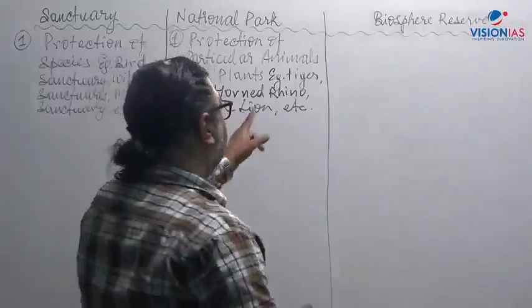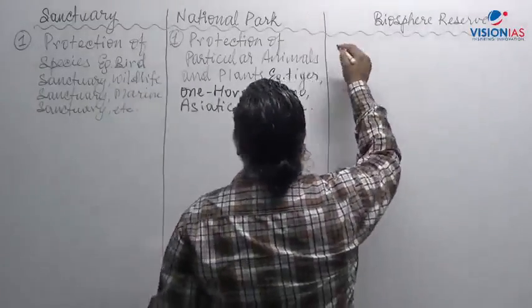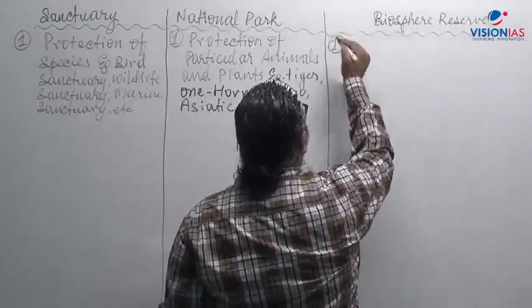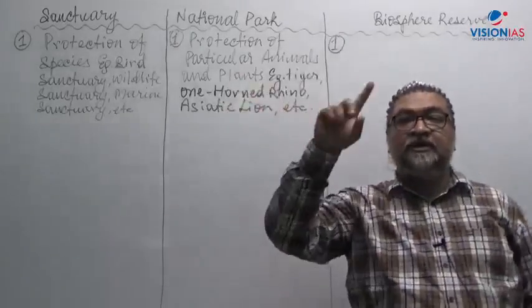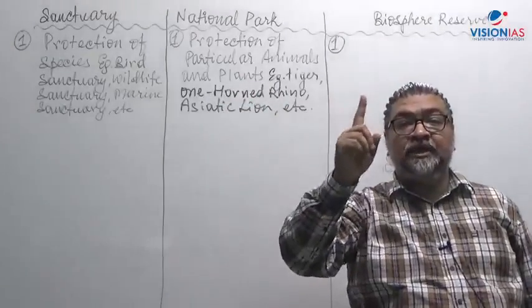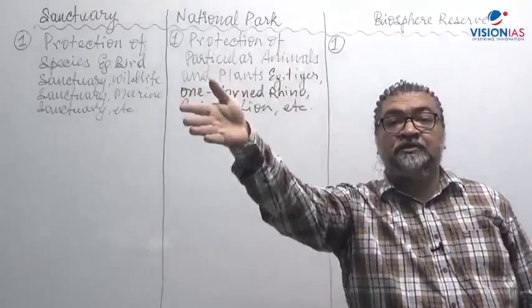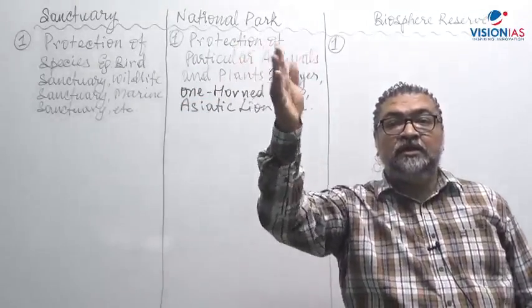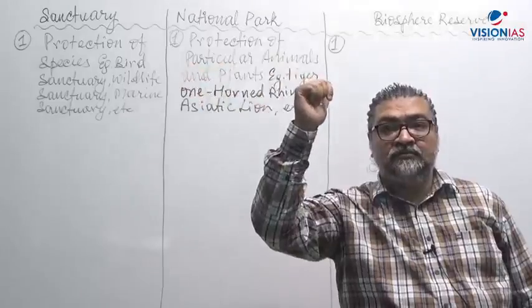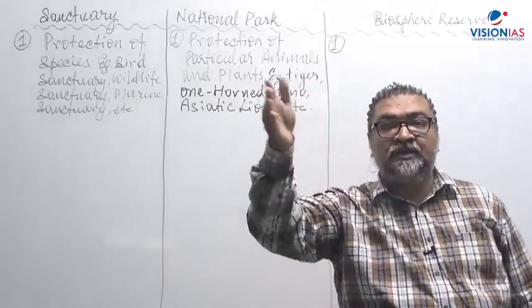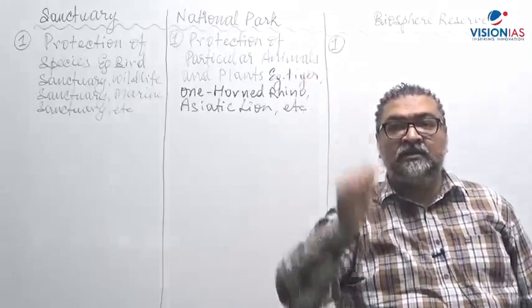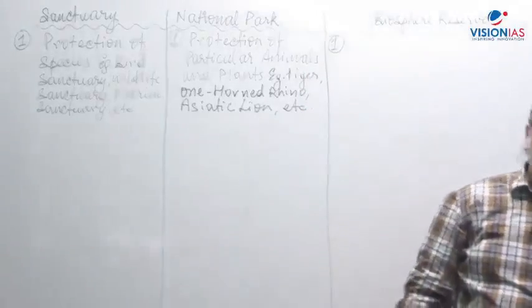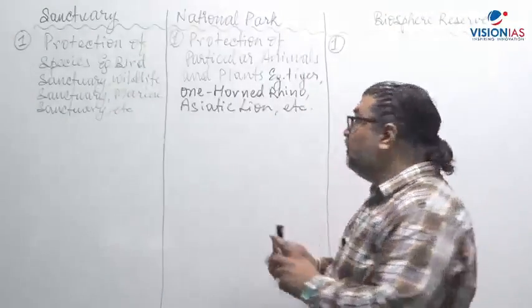Now, what is the biosphere reserve? That is the ecosystem approach. A large area which may comprise not one state, sometimes adjoining states, like the Nilgiri Biosphere Reserve. Three states come under Nilgiri Biosphere Reserve: Tamil Nadu, Karnataka and Kerala. So what is the Biosphere Reserve?